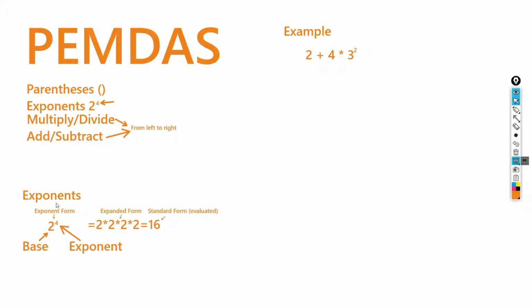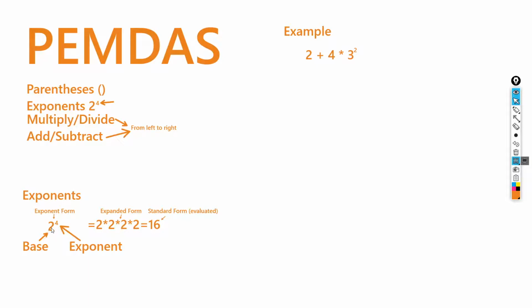Next thing I want to do is just review exponents with you guys. If you remember, exponents are repeated multiplication. Exponents are set up where there's a base and there's an exponent. So the base is the bigger number and the exponent is the little number that goes up next to it. The base is telling you the number you are going to be multiplying, and the exponent tells you how many times you're going to multiply that number.